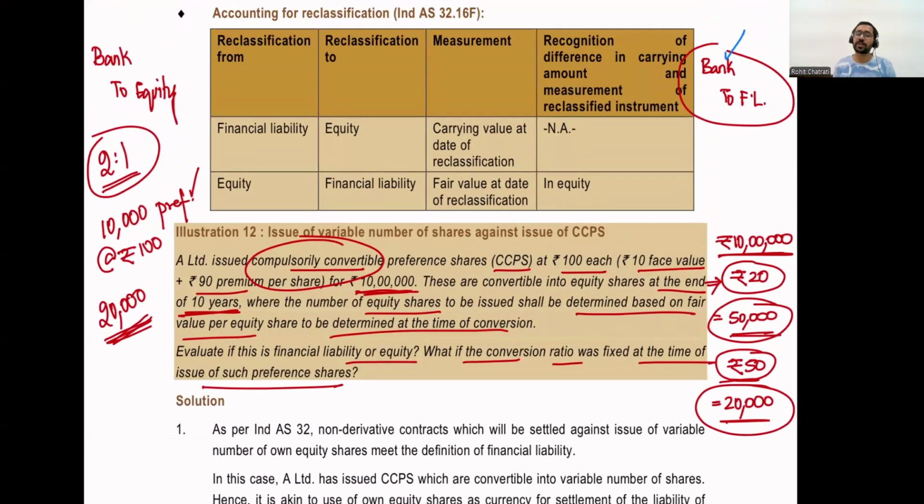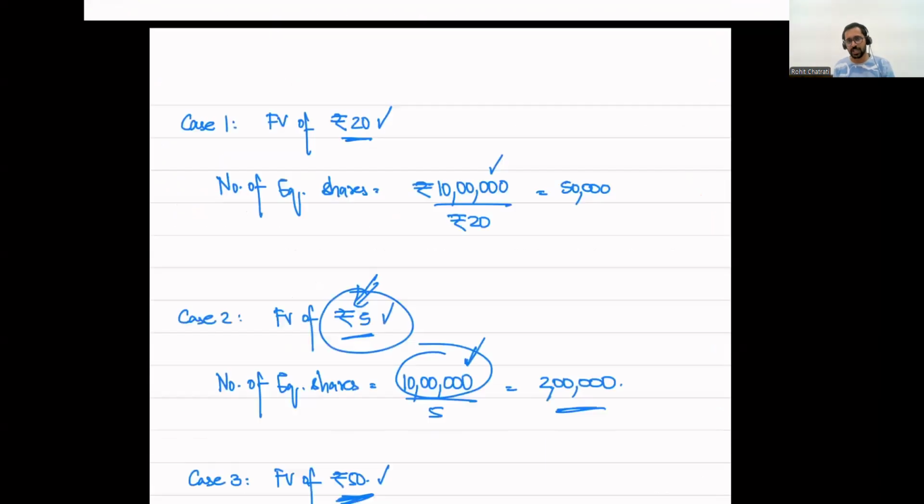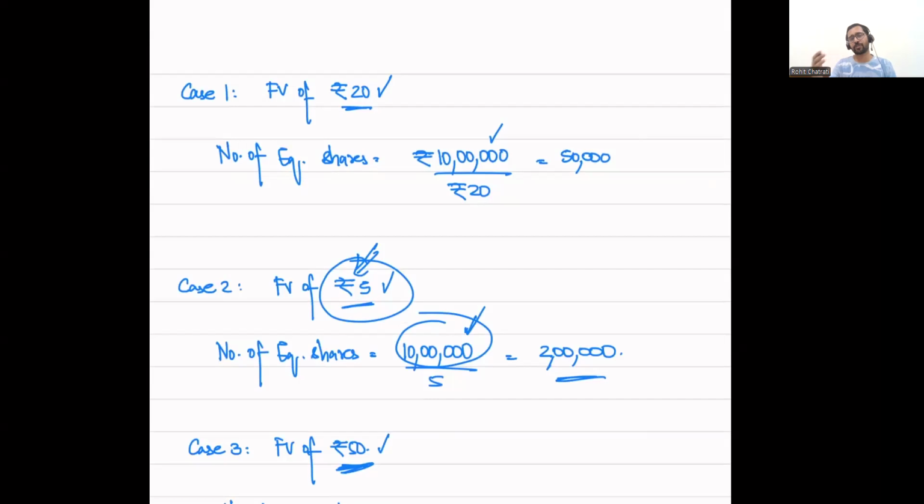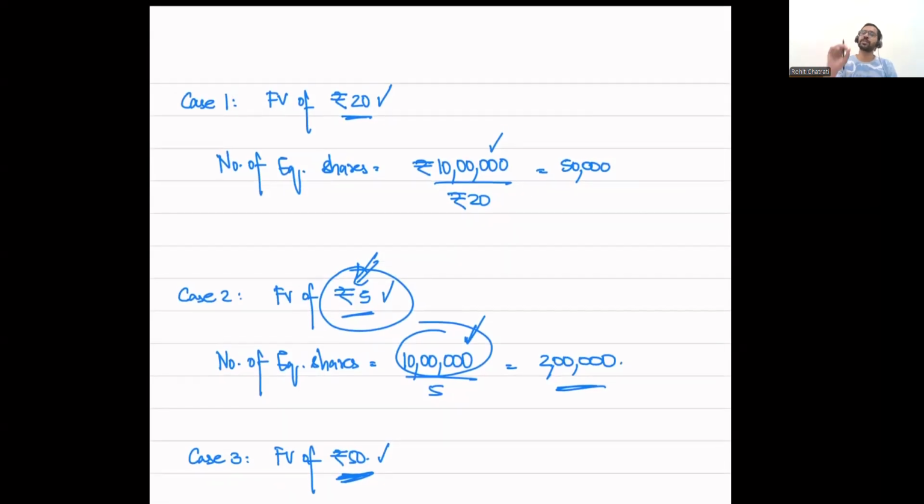Let's look at what if the conversion ratio was fixed. If the conversion ratio is fixed, remember, irrespective of what the share price is in the market, these preference shareholders will always receive only 20,000 equity shares, assuming that the conversion ratio is fixed at 2 is to 1. Now, if the fair value is 20, then the amount that they're receiving is 20,000 equity shares multiplied by rupees 20, which is equal to 4 lakhs.